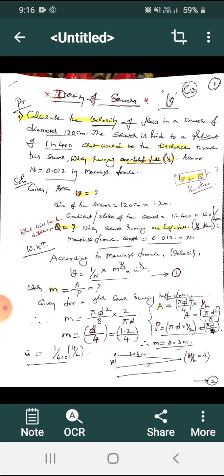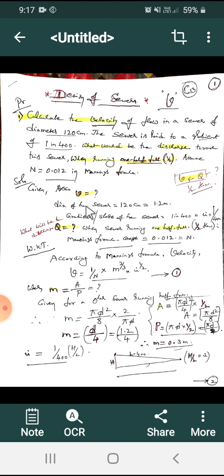And today let us start with this problem. How to solve this problem, I will tell you. According to Manning's formula, in this problem, the velocity you have to determine. The velocity can be determined using Manning's formula. It is V is equal to 1 by N into M to the power of 2 by 3 into I to the power of half. Already these equations I have given you. Let us say this is equation number 1.